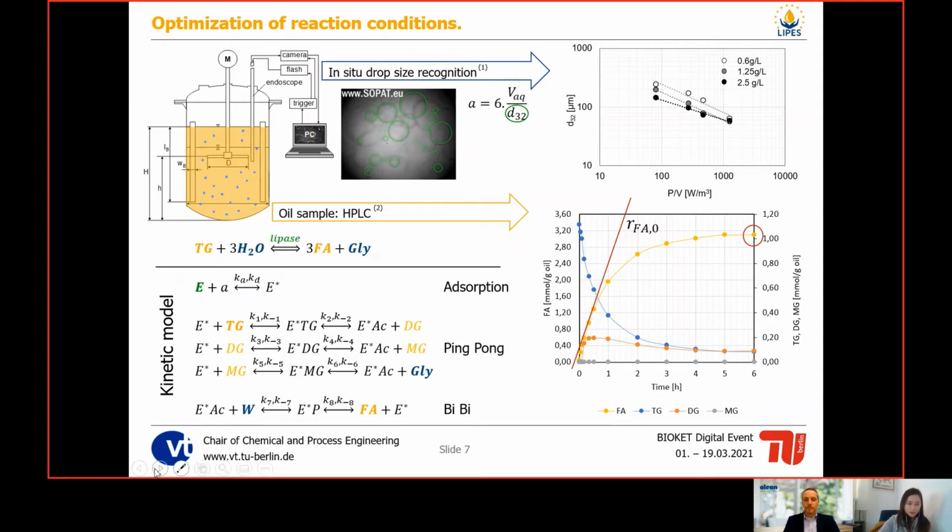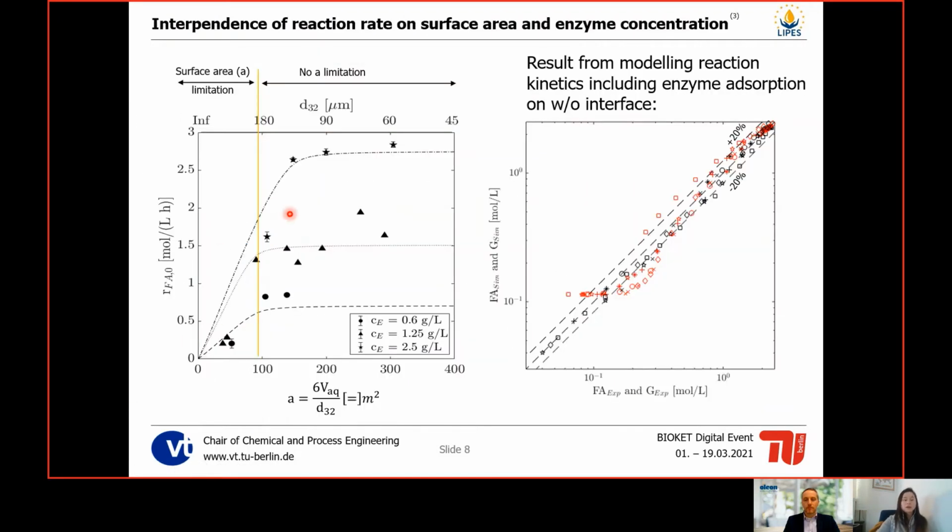Okay, now. And as the result, we can actually predict a saturation point, when all the enzyme molecules are on the interface. Here you can see there are two different regions. At low surface area, the reaction rate is dependent on the surface area. Here we have more enzyme molecules than the surface area available, which means that some of the enzymes are staying in the aqueous phase, in the bulk phase, and are not available for reaction anymore.